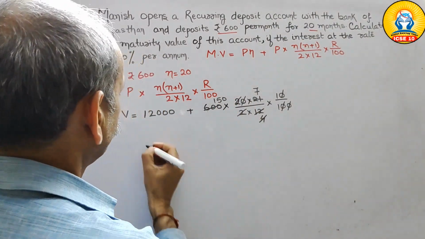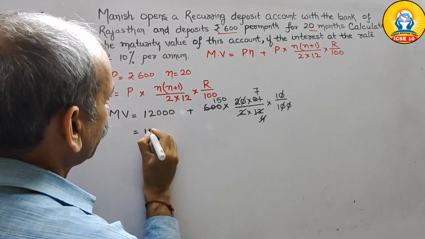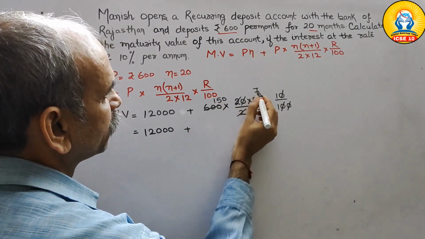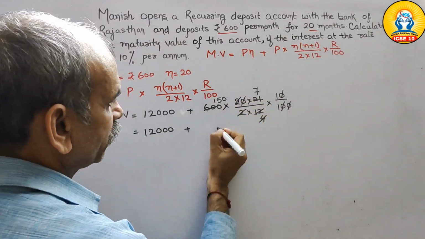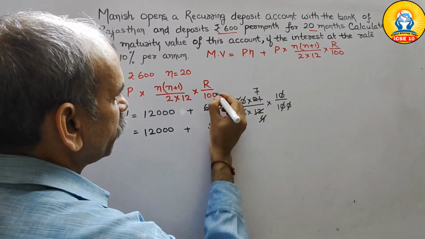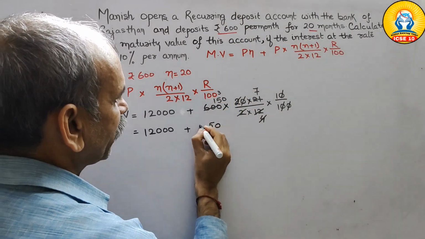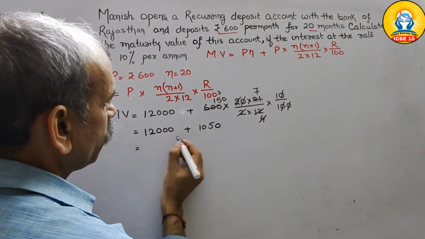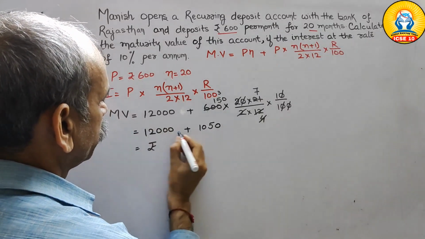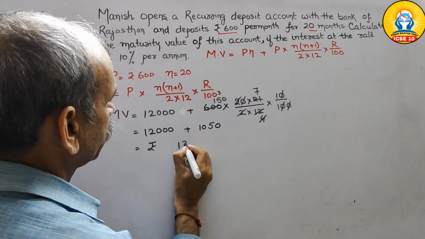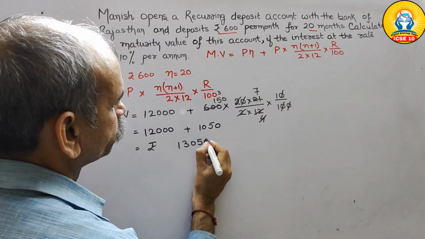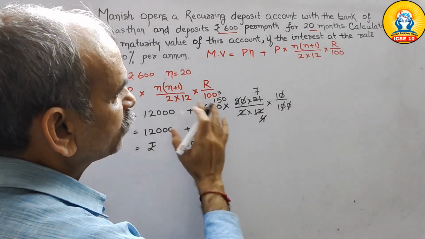So now we have to solve this. We will get 12000 plus 150 into 7. That is 0, 35, 3 carry, 7, 10. So now your total maturity value is rupees 13050. So like this we have to do it.